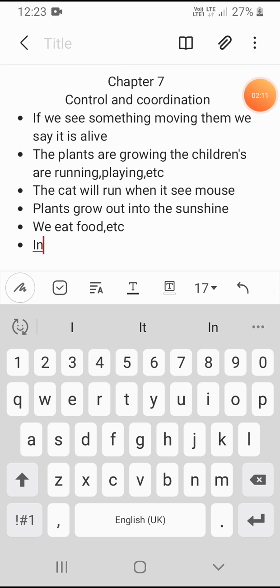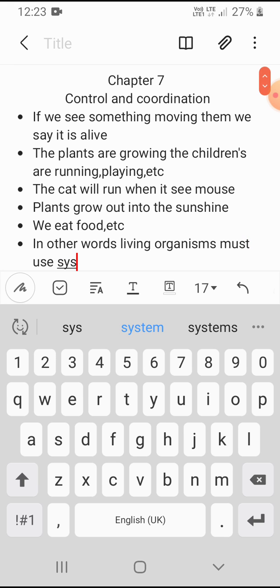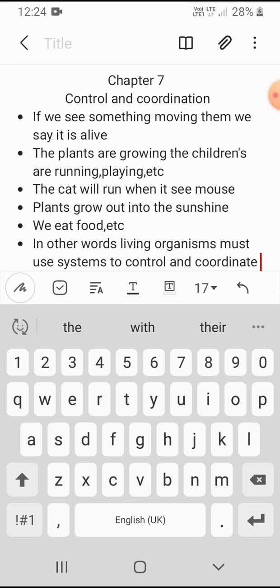In other words, we can say that living organisms must use systems to control and coordinate their parts. They must use their body's parts, as you all know.